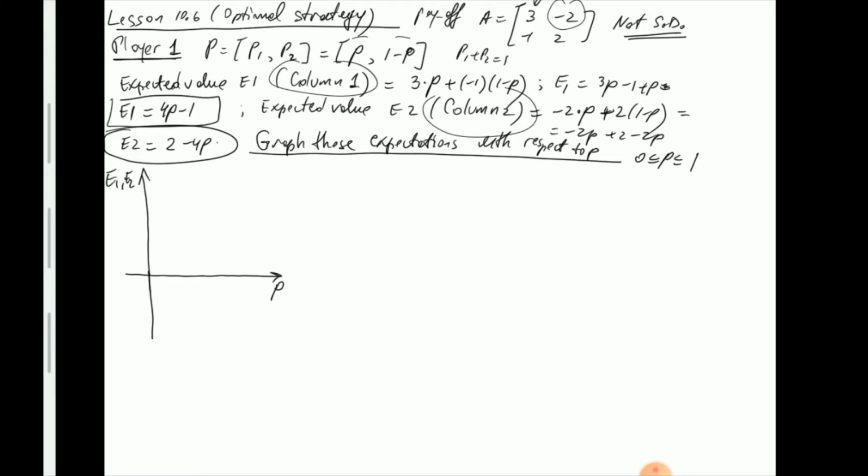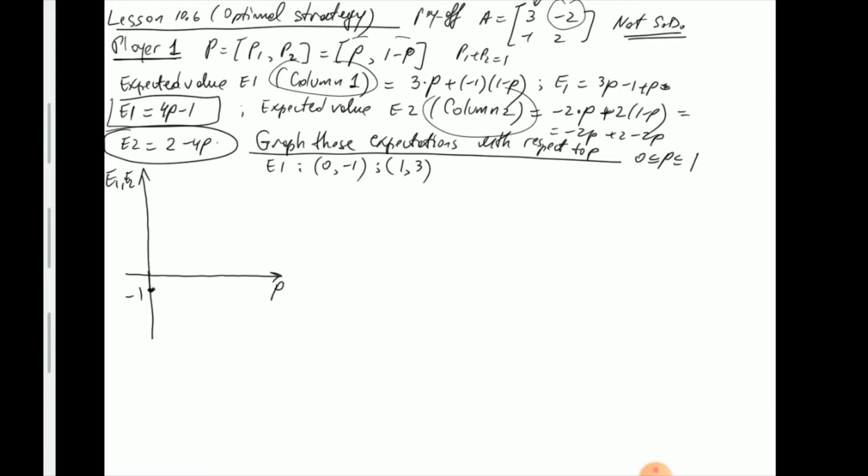So let's plot these lines. Let's look at E1. We're going to write down a couple of coordinates for E1, right? So if P is 0, the value of E1 is going to be -1. That's going to be the Y coordinate, basically. And if P is 1, the value of E1 will be 3. So 0 and -1, let's say this is -1 over here. And then 1 and 3.